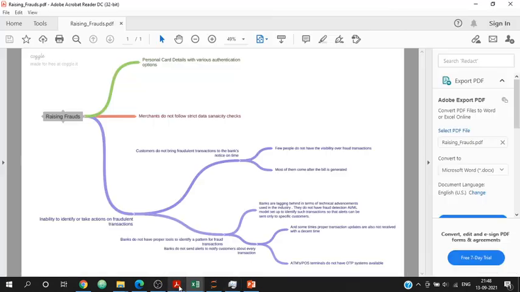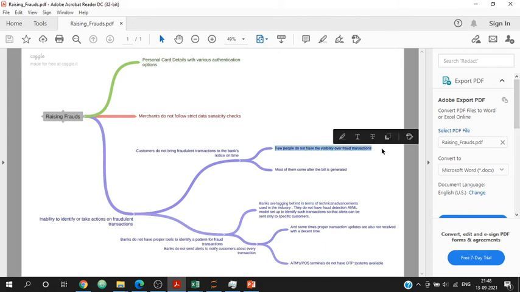And also, this is the toggle diagram. This is the general diagram provided in the assignment. There were a few gaps which I needed to fill. One is the personal credit card details with various authentication options. This is one of the reasons.